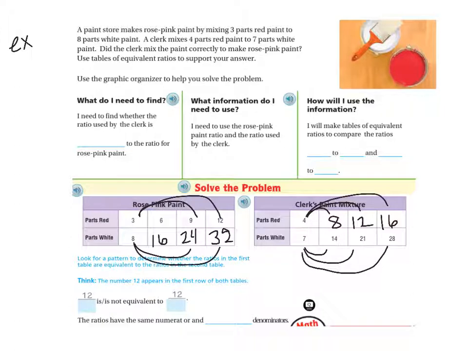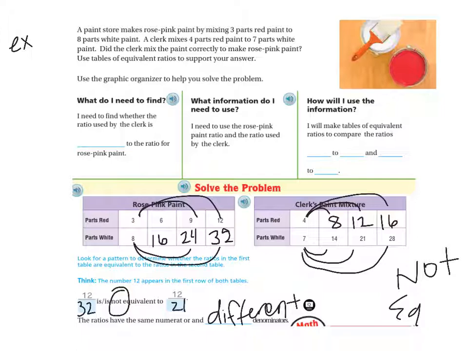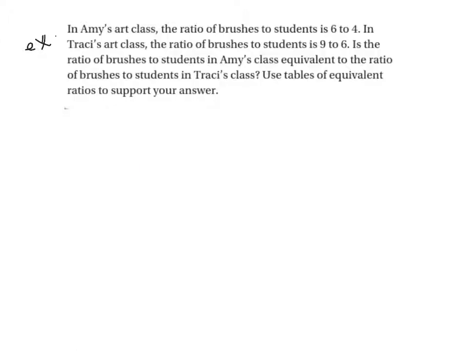So 12 32s is not equivalent to 12 21s. So the ratios have the same numerator and different denominators. So it is not equal. So we messed up, which is not good.